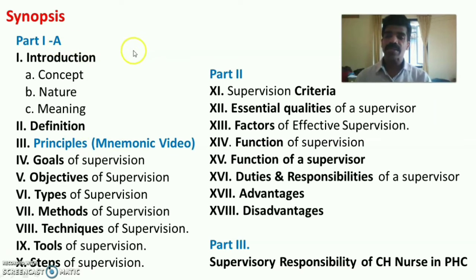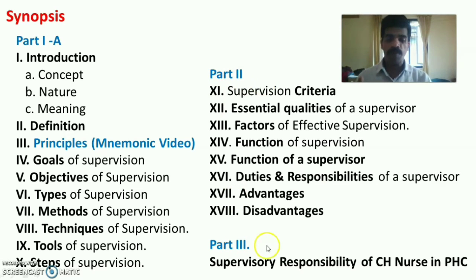Part 1B is the video I have already uploaded, that is principles of supervision with the mnemonic. Then in the second part I will include criteria for supervision, essential qualities of a supervisor, factors of effective supervision, factors influencing effective supervision, functions of supervision, functions of a supervisor, duties and responsibilities of a supervisor, advantages of supervision and disadvantages of supervision. So this is the content I will include in part 2 of supervision.